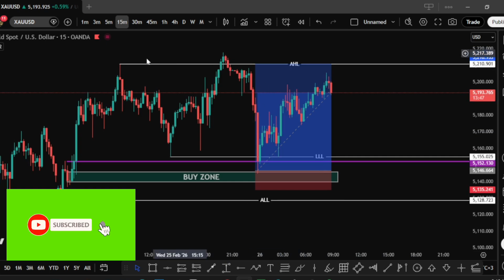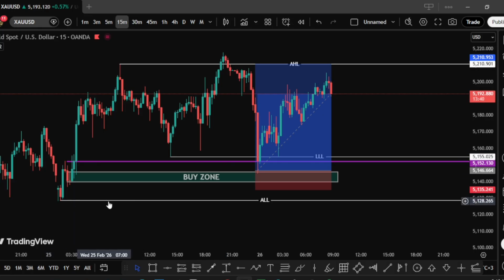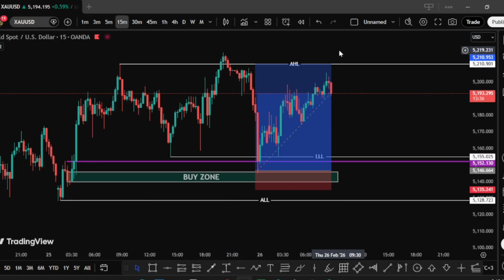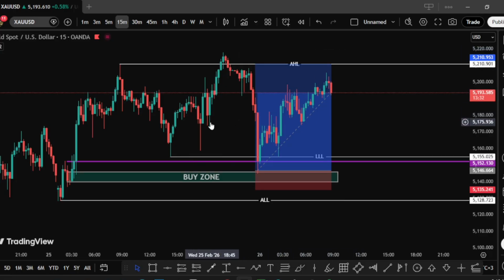I'm going to show you how I got this trade using liquidity. You see, here is a liquidity. Then we have another liquidity which is waiting to be grabbed, and we have the final liquidity around here. So I'm going to show you how I got this. Make sure you stick in. Let's go.